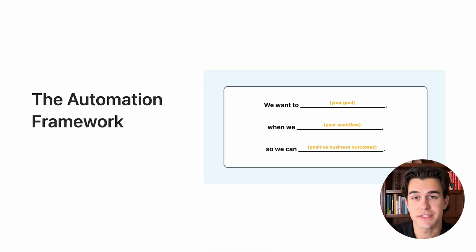Let's get into it. Just to make sure that we are anchoring our automation in a positive business outcome, we like to use this framework before we automate anything. It's really easy, 3 steps. First, we want to blank your goal. When we blank your trigger or workflow. And finally, all of this is so we can blank the positive business outcome.